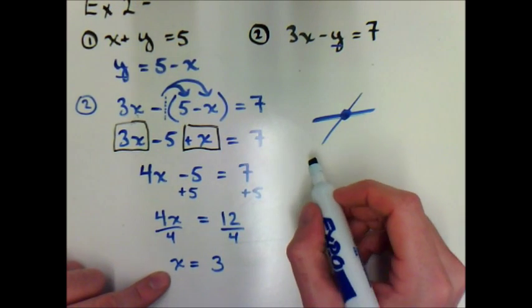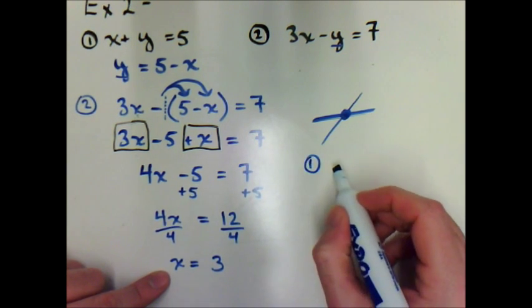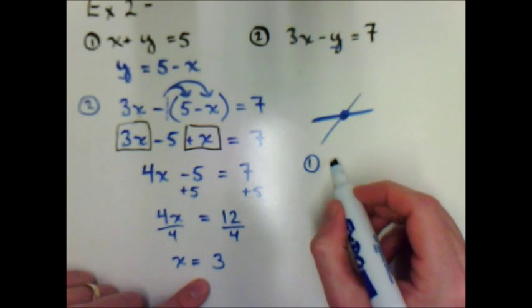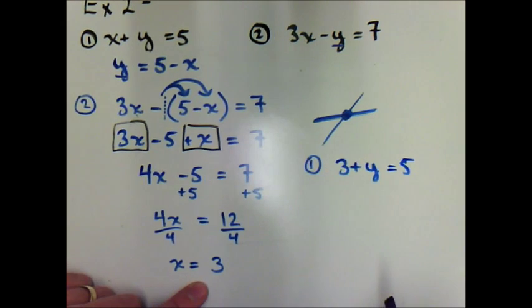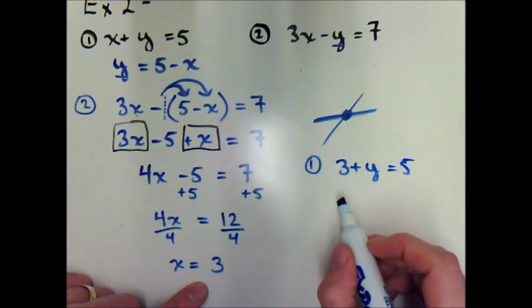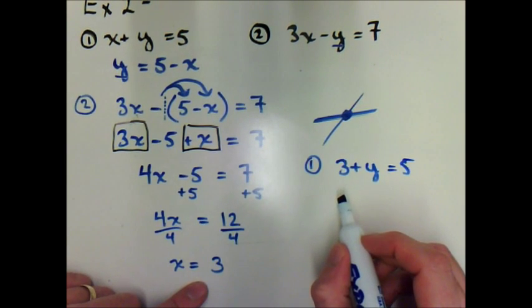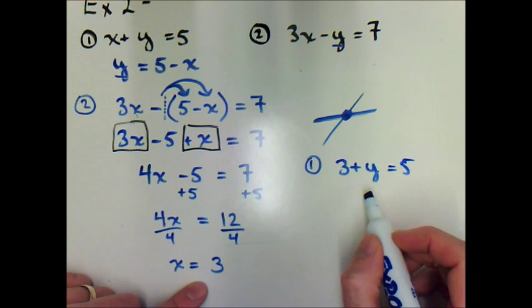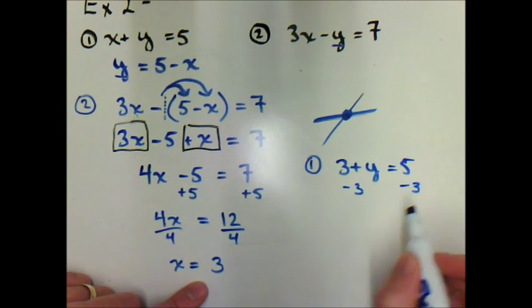So here we go. To find the y value, Nadia, what do? I'm going to take equation 1, and I'm going to sub in my value for x. So I end up with 3 plus y equals 5. Sarah, what do? Yeah, I want to get y by itself. I want to see what y equals. So subtract 3 from both sides.